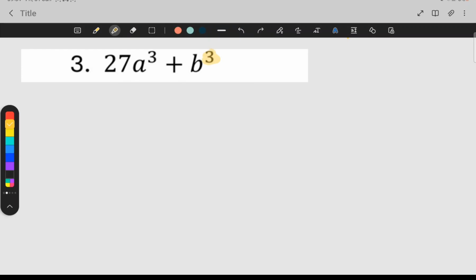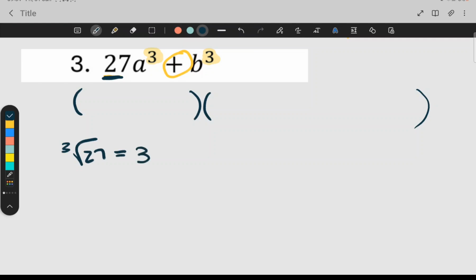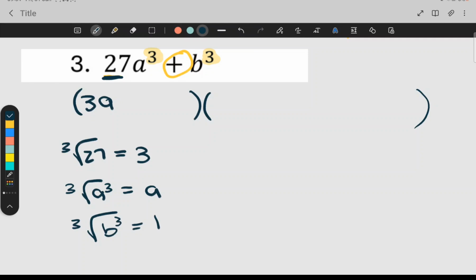Let's look at number 3. This is a multiple of 3. And 27, although it's here, is a perfect cube. Okay, let's go. So a small bracket, a big bracket. Now I'm first going to deal with 27. The cube root of 27 is 3. So I'm going to have a 3 here. The cube root of a cubed is simply a. So I'm going to have an a there. The cube root of b cubed is b. So I'm going to have a b there. If this is a plus, this is a plus. This is always a plus. This is a minus because this is the opposite of that.